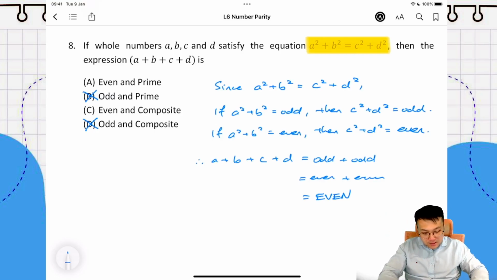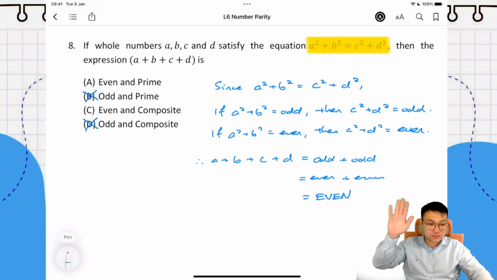Okay, the answer is C. It cannot be a prime number. Who wants to explain to me why the final answer cannot be prime? Who wants to explain this to me? Why can't it be prime? Yes, Justin. Why?